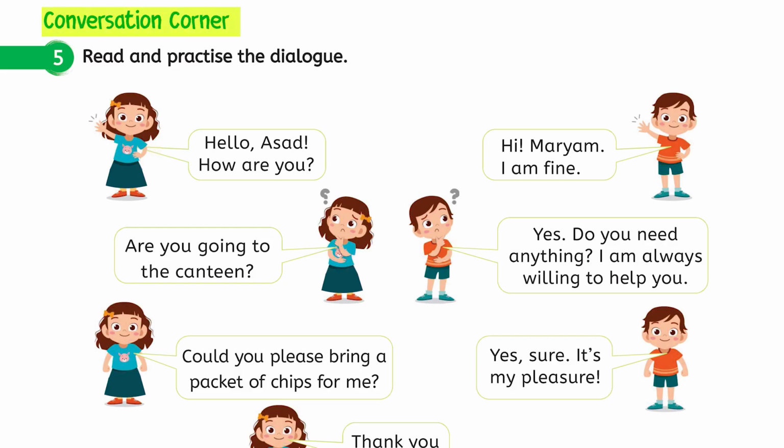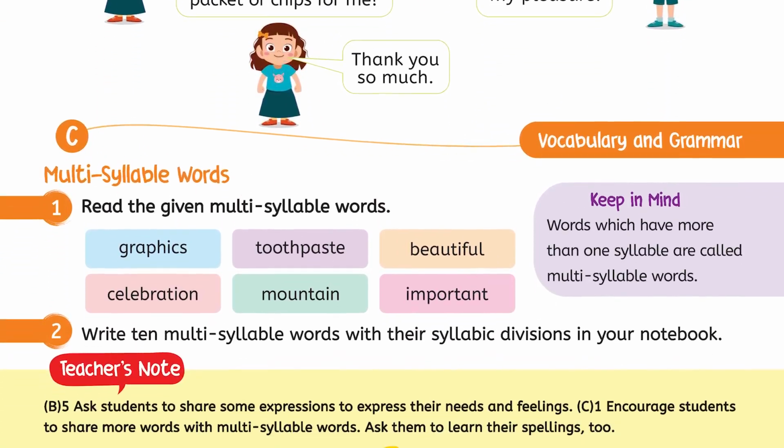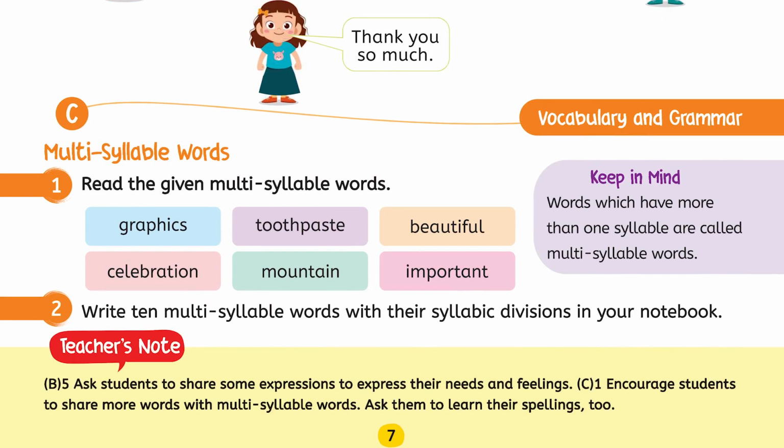In question number 5, this is the conversation corner. You have to read and practice the dialogues with your teacher. So let's move forward to section C, and that is vocabulary and grammar. In this section, we are going to learn about the multi-syllable words. We are going to read the multi-syllable words, and then we have to answer question number 2, where we are going to write 10 multi-syllable words with their syllabic division in your notebook.